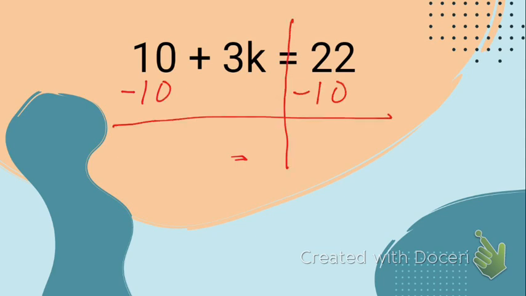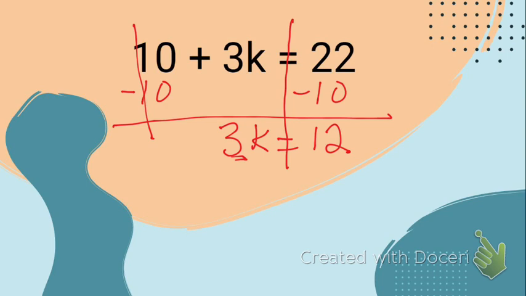It looks a lot like last year, except last year we had one-step equations. We either had adding or subtracting or multiplying or dividing. Now we can have two steps. 10 minus 10, they go away. 22 minus 10 would be 12. Now I'm left with 3k equals 12.